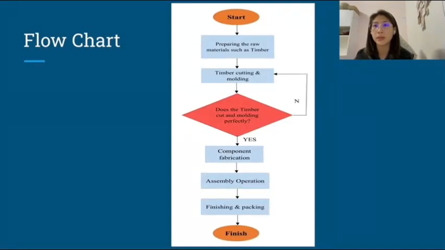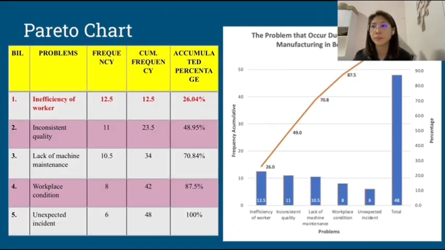If the timber has not been cut and modeled perfectly, we need to go back to the step of timber cutting and modeling. After that, we can go to the next steps, component fabrication and assembly operation. Lastly is finishing and packing. Next, to identify the main problems, we can use the Pareto diagram.